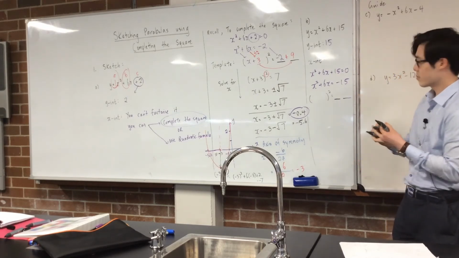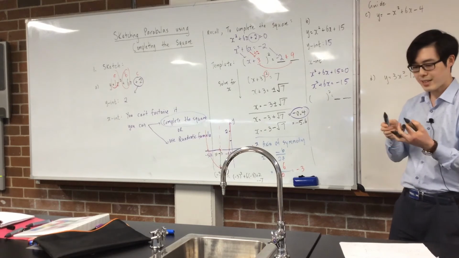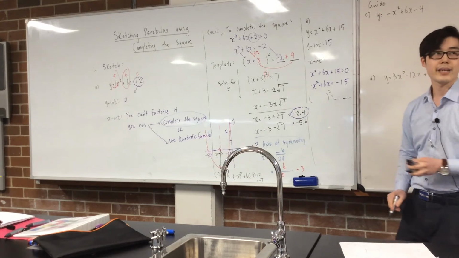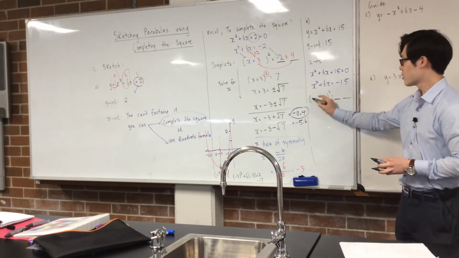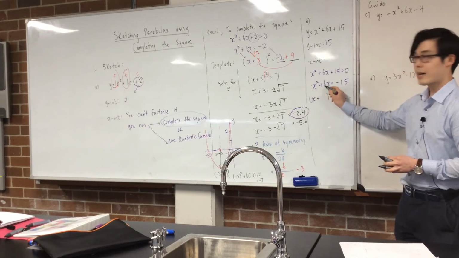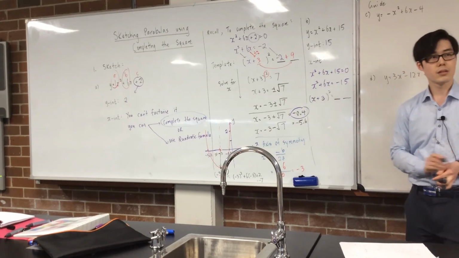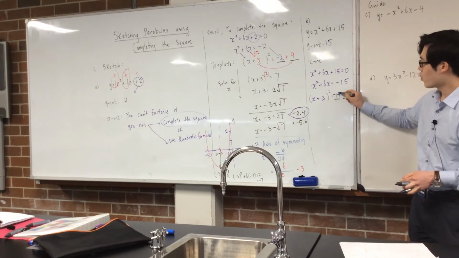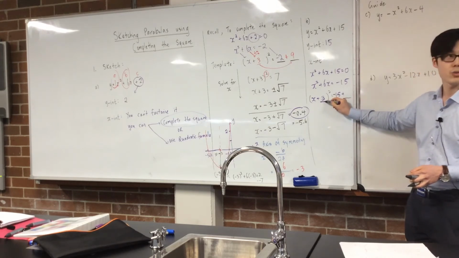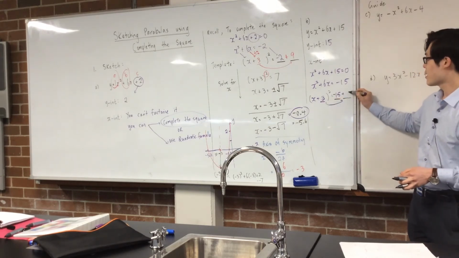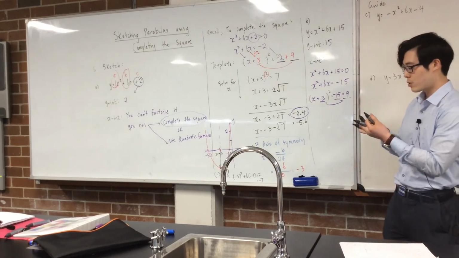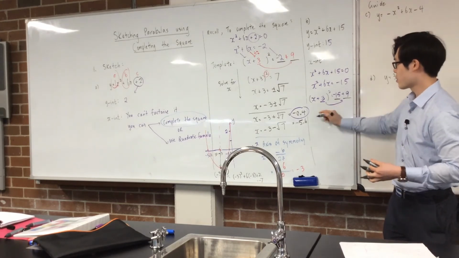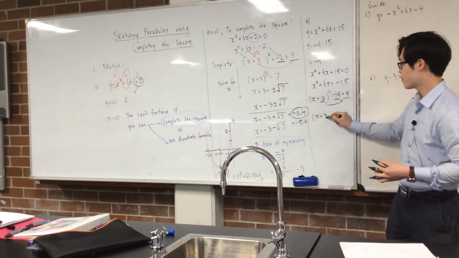Girls, fill in the blank for me. What am I writing inside the bracket here? x plus half of 6 is 3. That minus 15 is always there, but always add on the square of what you wrote inside the bracket, which is 9. Okay, now we're going to solve for x, and here's the problem, if you can notice.